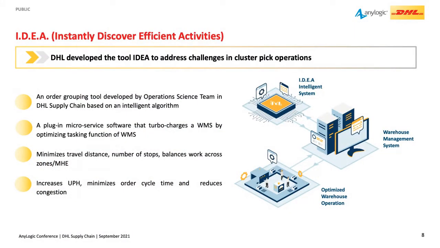So now we will briefly discuss our advanced optimization tool called IDEA, which reduces travel distance for the picker in the warehouse. The WMS available in the warehouses does not group the orders optimally. So IDEA is a software which works on top of the WMS and helps the WMS in grouping the orders in such a way that it minimizes the distance traveled and the number of stops made by the picker. And eventually it increases UPH, the productivity, and reduces the congestion in the warehouse.